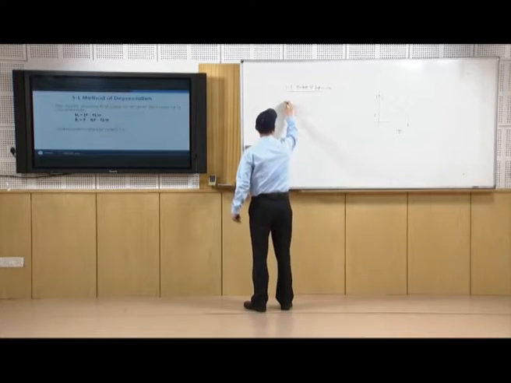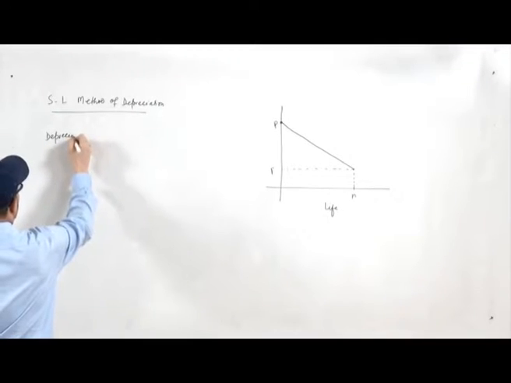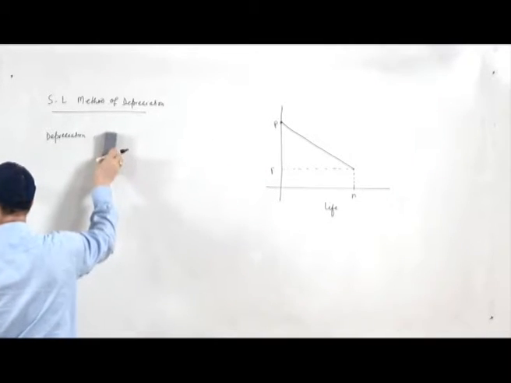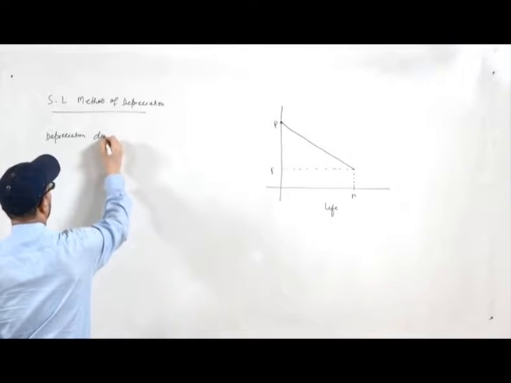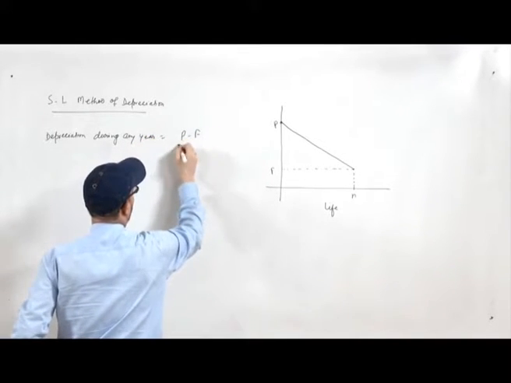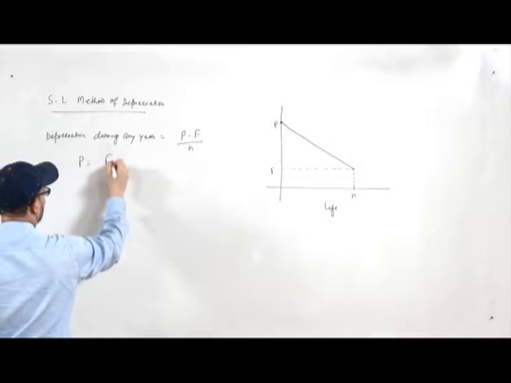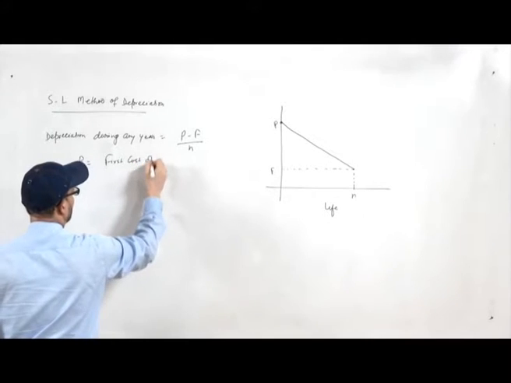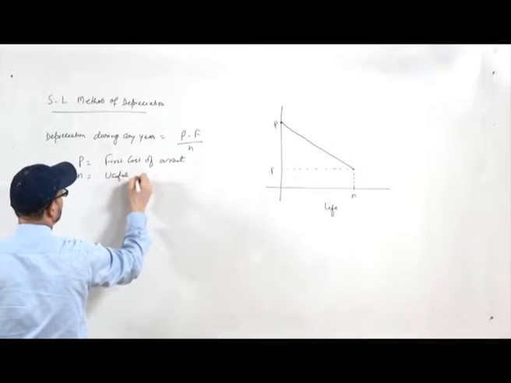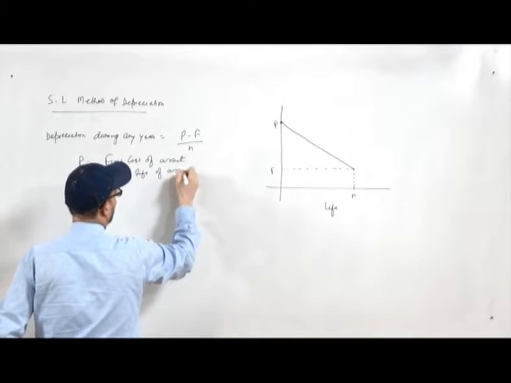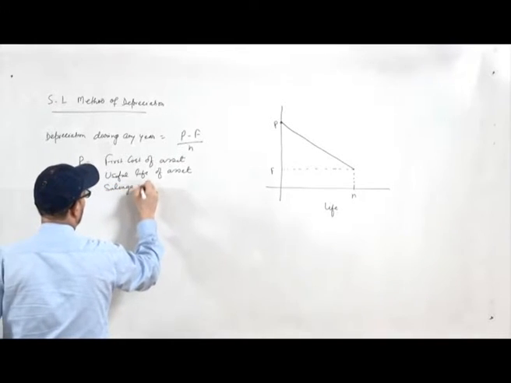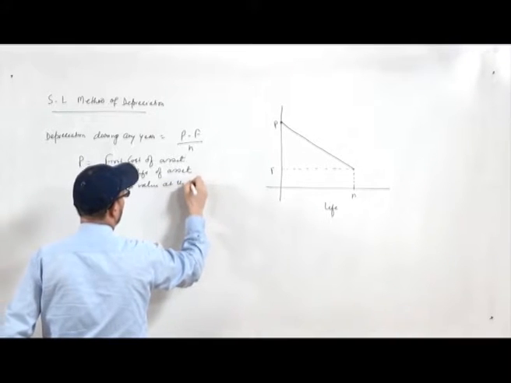So depreciation during any year will be (P minus F) by N. P is the first cost of the asset, N is the useful life of the asset, and F is the salvage value at the end of its life.